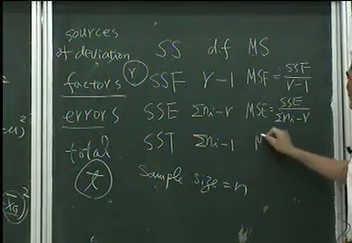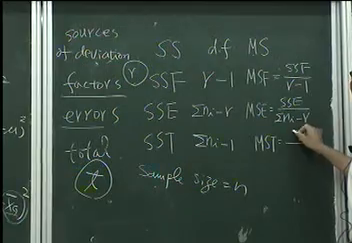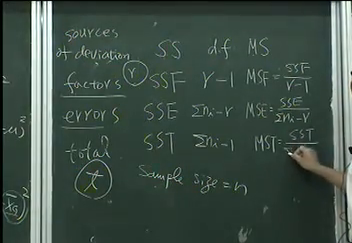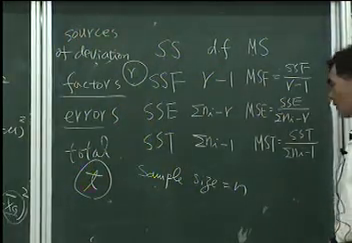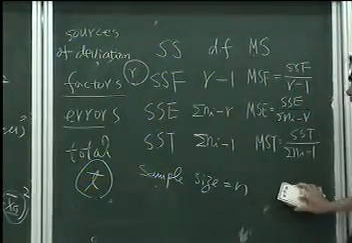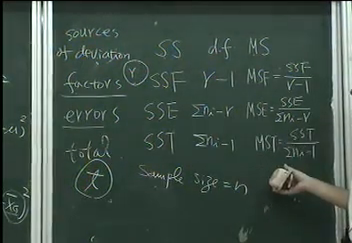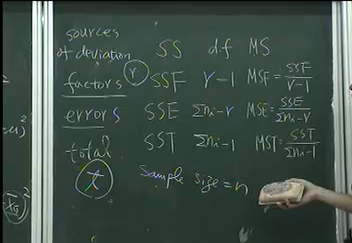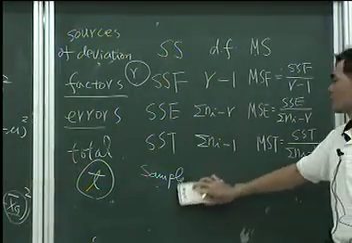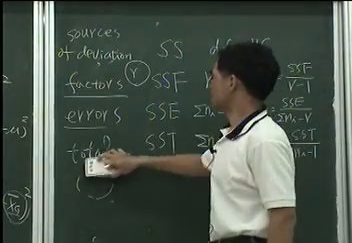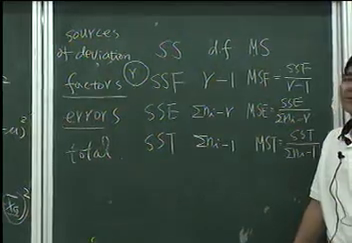And MST is equal to SST divided by summation Ni minus 1, okay? So that's probably what we ended up last time. We just did a brief review of what happened last week. Any questions? In terms of the reasoning, basically it's almost the same as before.